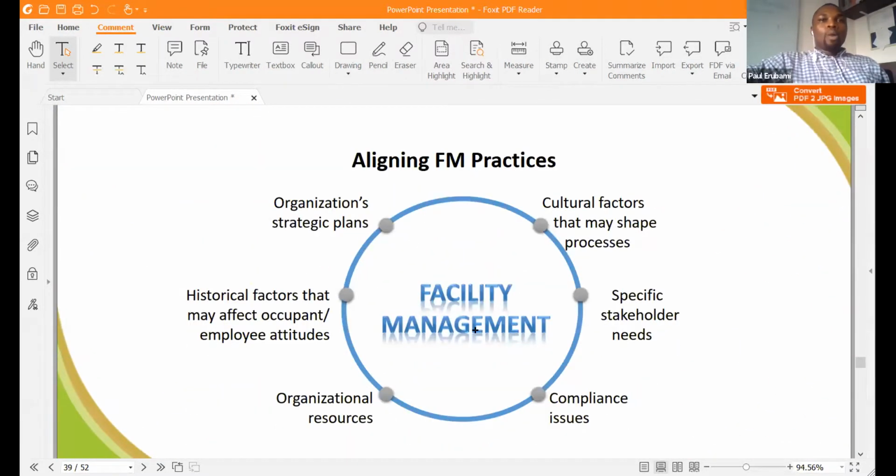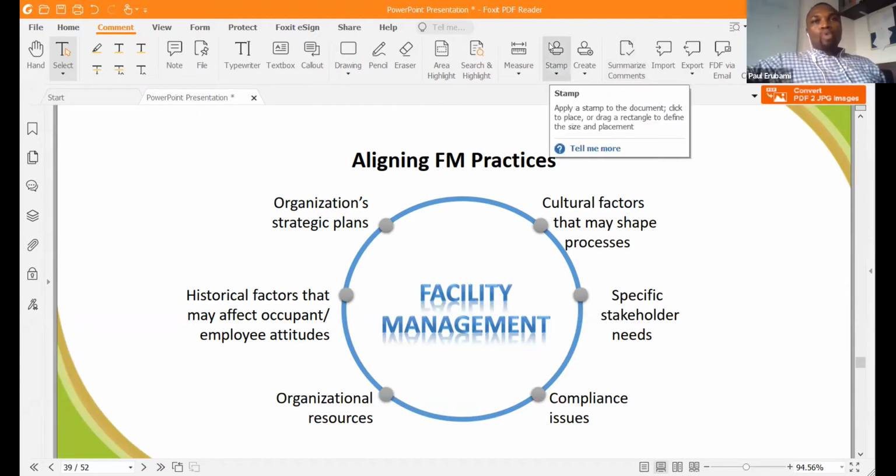So moving forward to align facility management practice. How do I align? We have been talking about alignment. Facility management must align with business strategy, must align with the demand and organizational need. So how do we align? What do we need to do to align?